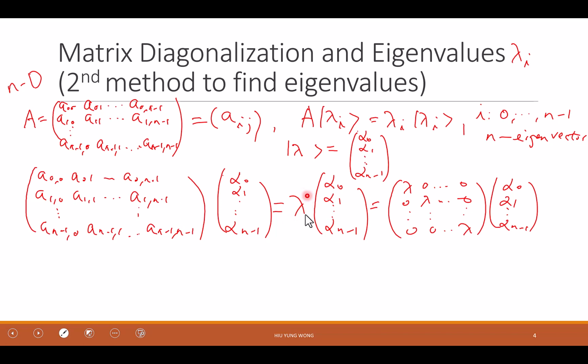No, eigenvalue is still eigenvalue, but I'm trying to show this number times this guy is just equal to this matrix times this guy. But eigenvalue is still lambda. It's not this matrix being the eigenvalue. Good question. Yeah.